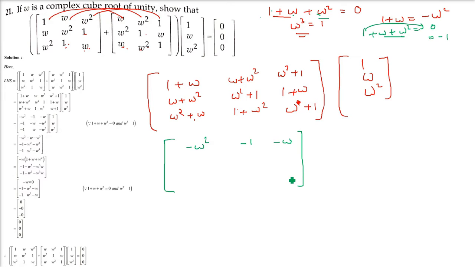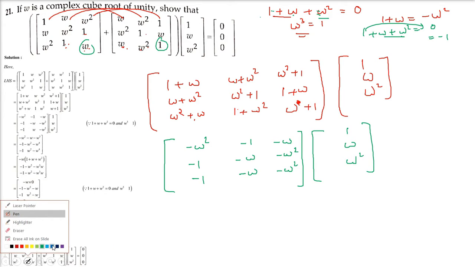Then we have this one. Omega plus omega square is going to be negative 1. 1 plus omega square is going to be minus omega. 1 plus omega is minus omega square. Omega square plus omega is minus 1. 1 plus omega square is minus omega. And 1 plus omega is minus omega square. Since all the values are negative, you can take minus 1 common. It will make your computation easier. But if you want to keep it like that, that is also possible. I'll do it with the negative sign on, but I would strongly suggest you take the negative sign outside.